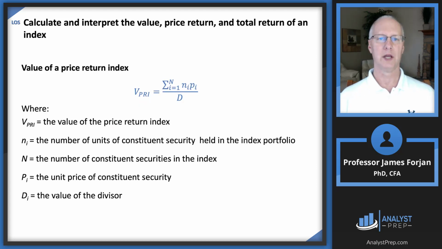Let's go ahead and calculate and interpret the value, the price return, and the total return of an index. So let's start with the value of a price return index. What we're going to do is sum the product of the individual prices of the securities that are inside of the index, the price of the constituent securities, times the number of units held inside of that portfolio. And we're going to sum those from i equals 1 to n. Maybe we have 10 stocks, maybe we have 100 stocks, and we're going to divide by something known as the divisor. And that's going to give you the value of the price return index.